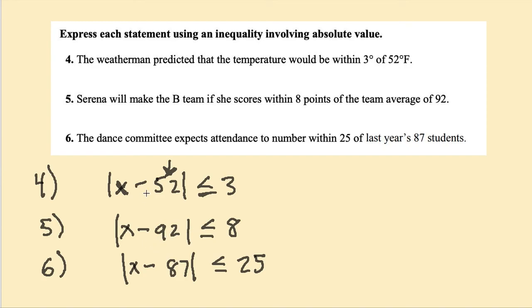It's always your variable minus your benchmark, that's in your absolute value signs, and then for a lot of these it's going to be less than or equal to. I'm sure there are some applications where it's greater than or equal to, or just less than, but for all three of these, this is what we're looking at.